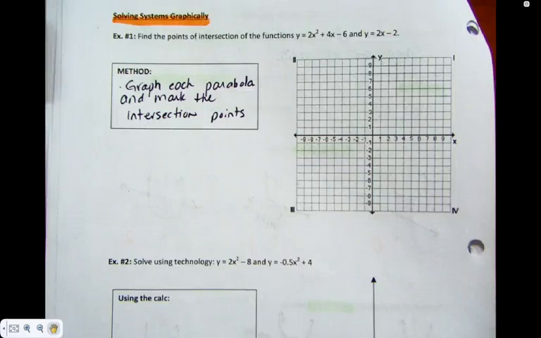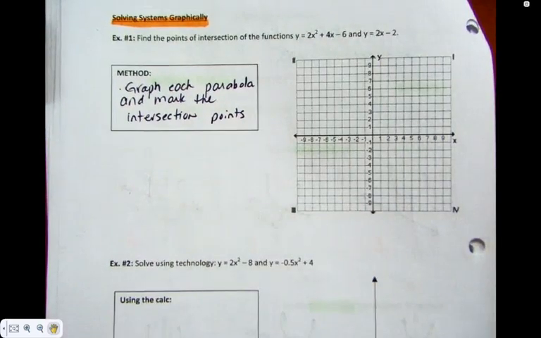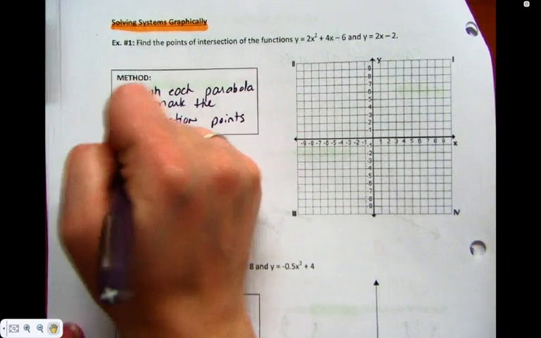How many methods are there for graphing a parabola? 2. What's the first method? Vertex, direction, width. What was the second method? Vertex. Which method would you like to pick? Okay. What do we do with this guy, the first one? Okay, complete the square. Okay, so walk me through completing the square.